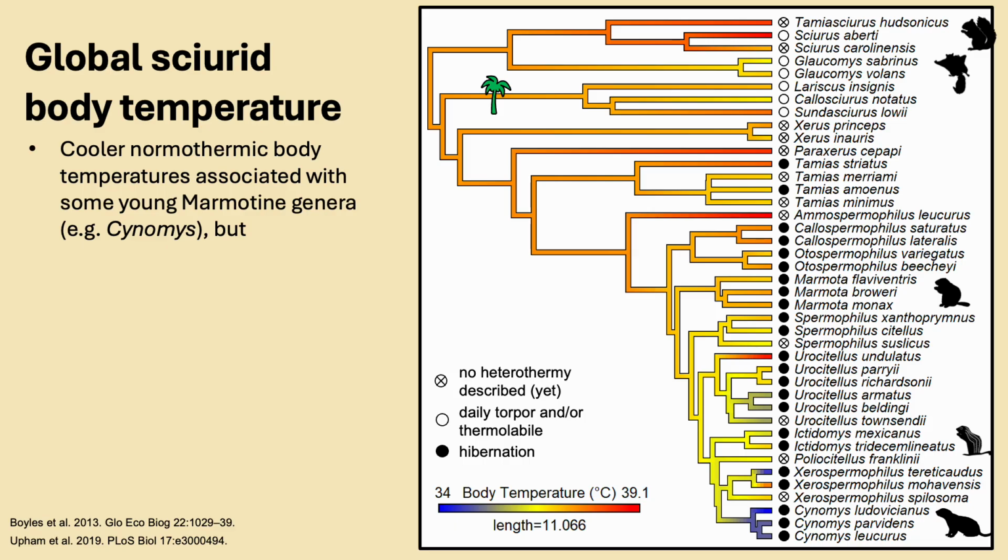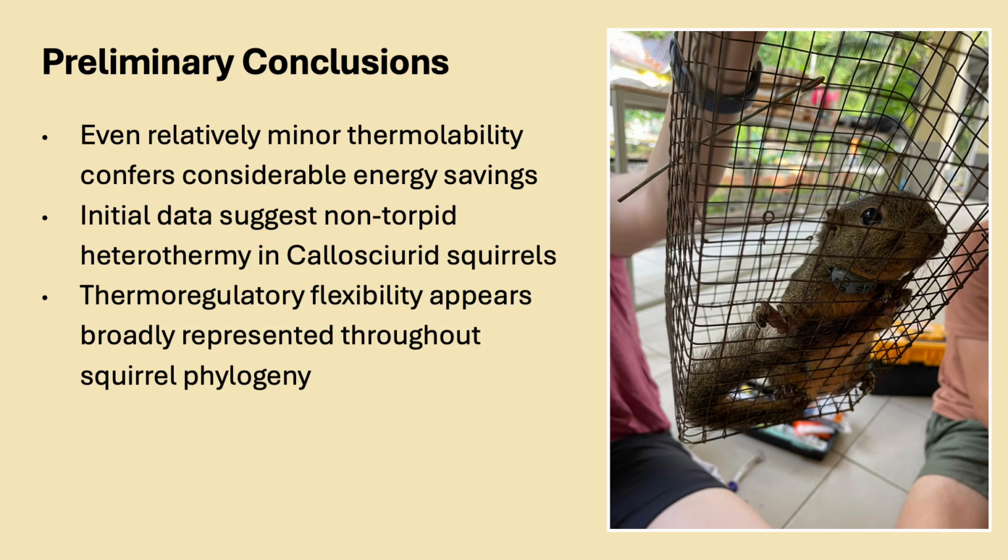And likewise for body temperature, we see, especially among some fairly recent marmot groups such as Cynomys or the prairie dogs, that there's a cooler general normal body temperature associated with these species that hibernate. But across the other species, there aren't really any clear associations between kind of regulation of body temperature and metabolic rate and the degree of body temperature that they can achieve. And for both of these figures, I'll just say this palm tree denotes the species that we investigated. And so, even relatively minor flexibility in body temperature can confer considerable savings in energy.